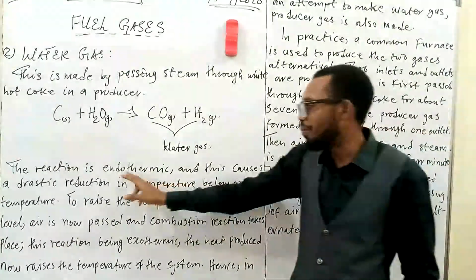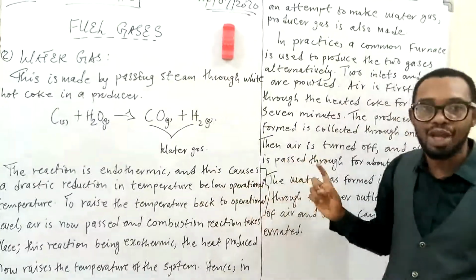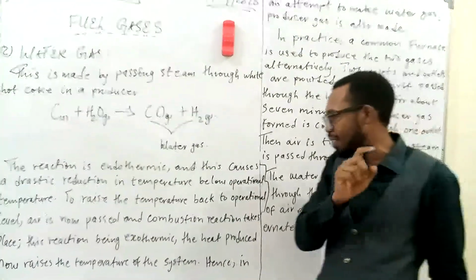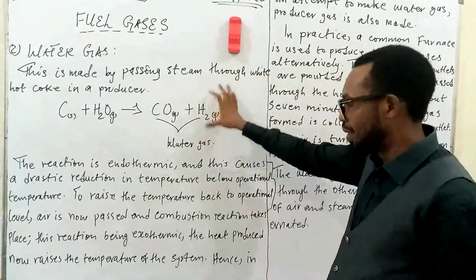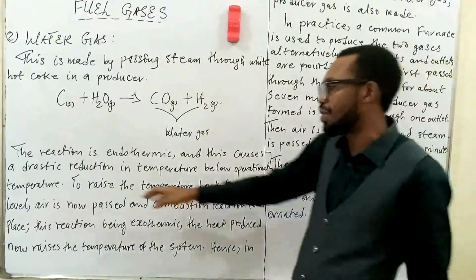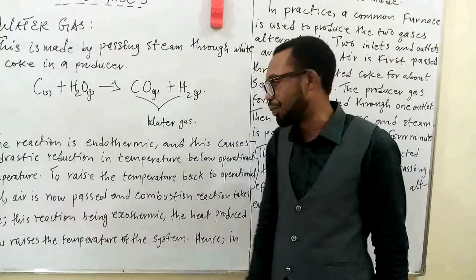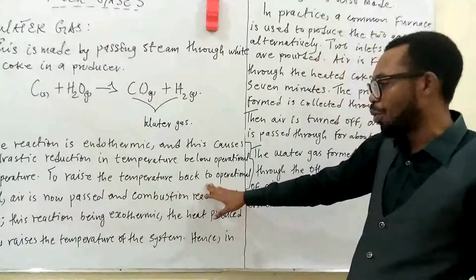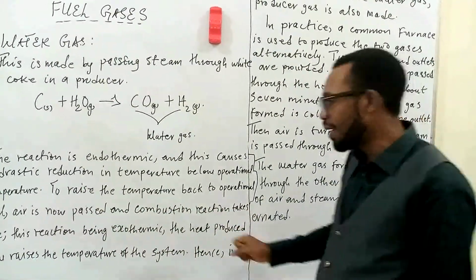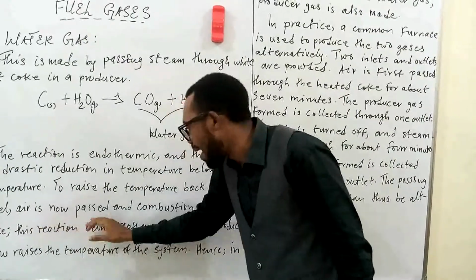And whereas for every exothermic reaction, the heat change is negative, you get more of that in your SS2. Okay, so this is an exothermic reaction, and this causes a drastic reduction in temperature below operational temperature. To raise the temperature back to operational temperature level, air is now passed.